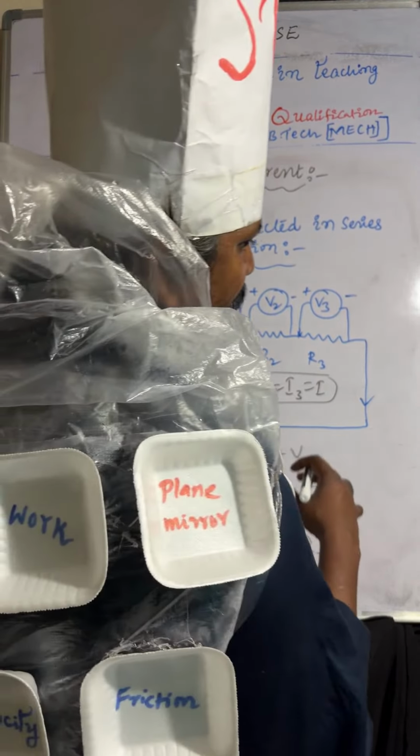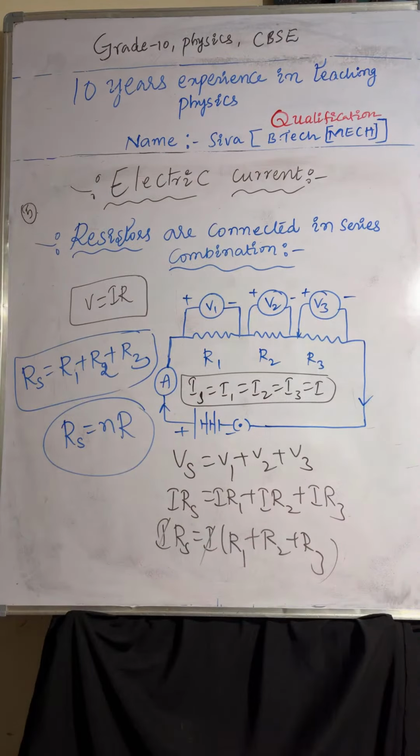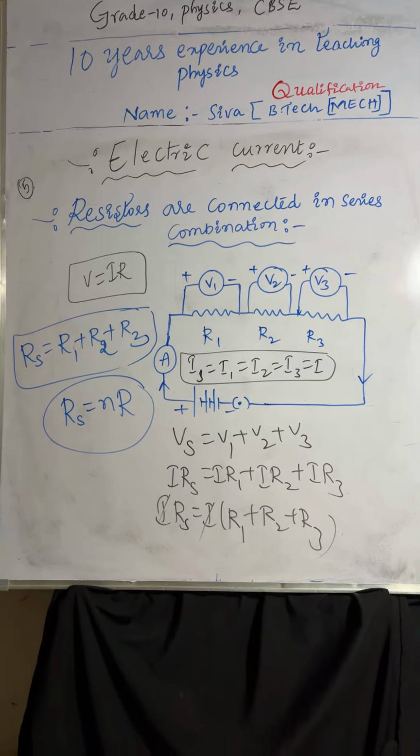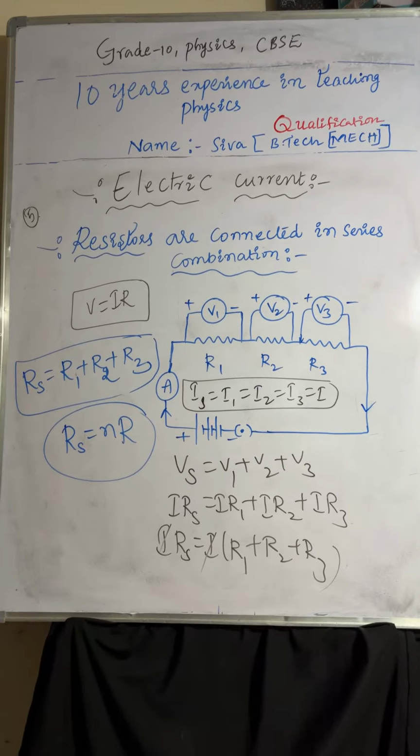Which physical quantity is constant in series combination? Can anyone say which physical quantity is constant in series combination? Yes, current. The physical quantity which is constant in a series combination is current.